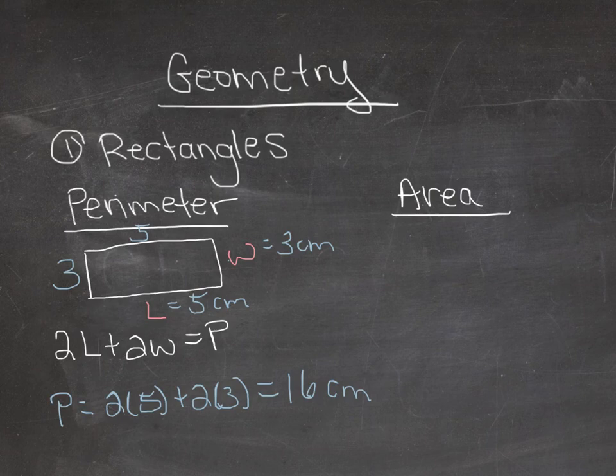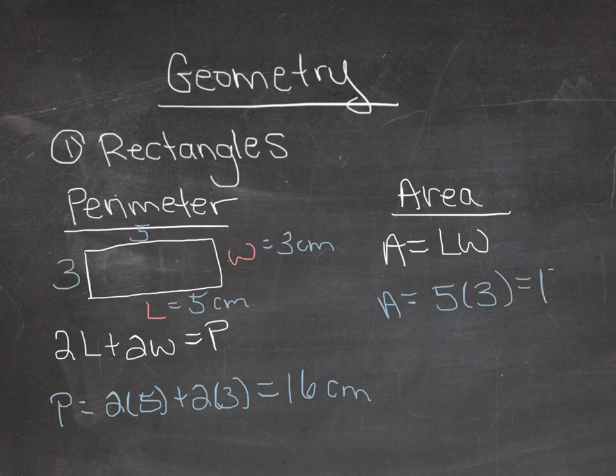And the area of a rectangle, you should know that the formula for area is length times width. So again, let's say I have the rectangle on the left there where the length is 5 and the width is 3. Then the area would be 5 times 3, which is equal to 15 centimeters squared because it's area. Okay, let's look at circles now.